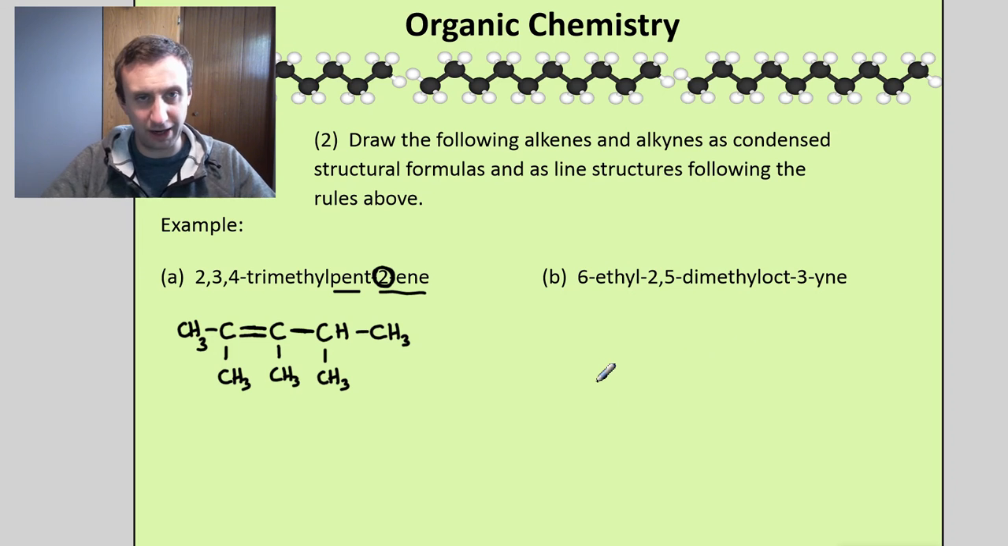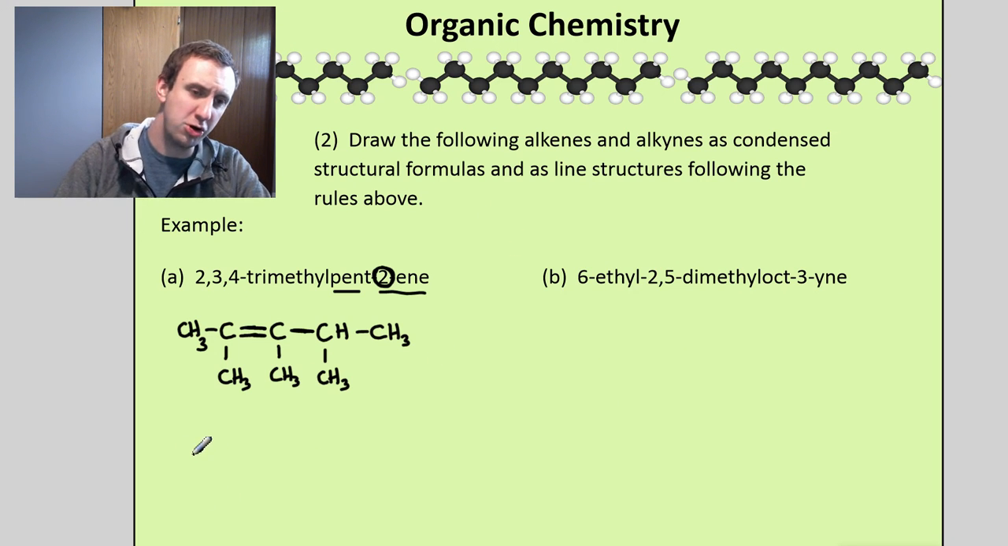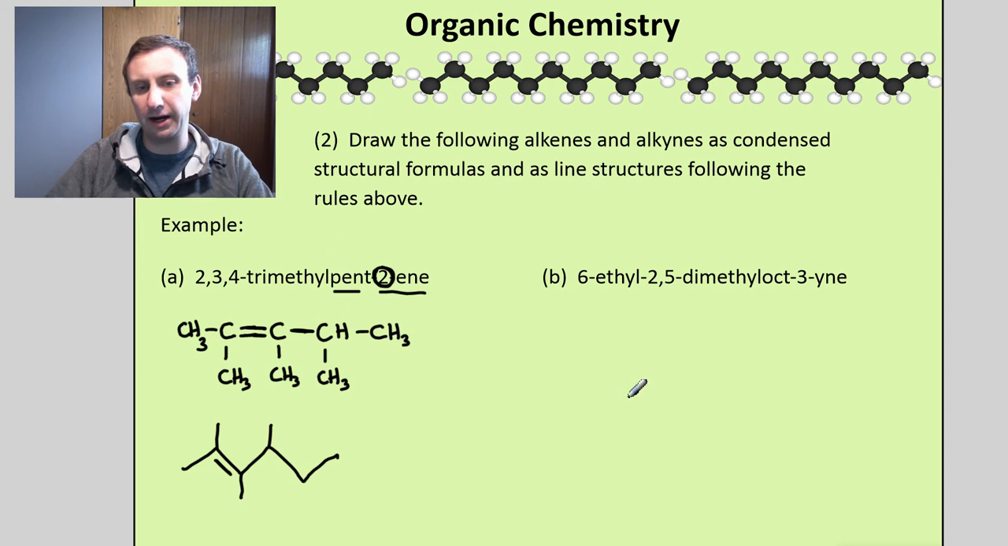So maybe give that a try in your workbook. Sorry, a line diagram for this one. So I'm going to have 1, 2, 3, 4, 5, 6. My double bond is on that second carbon, so it's going to be right here. So I'm just going to draw it like that. And then I have methyl groups on carbon 2, on carbon 3, and on carbon number 4. All right, now, why don't you try this one out in your workbook, see how it goes.